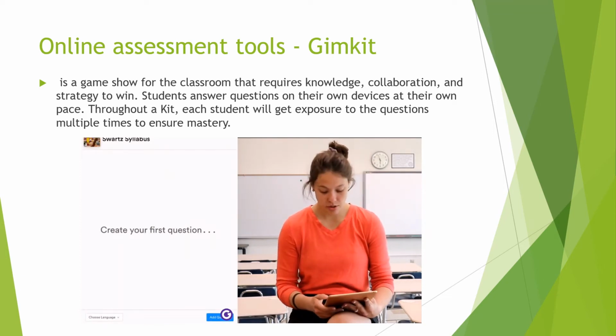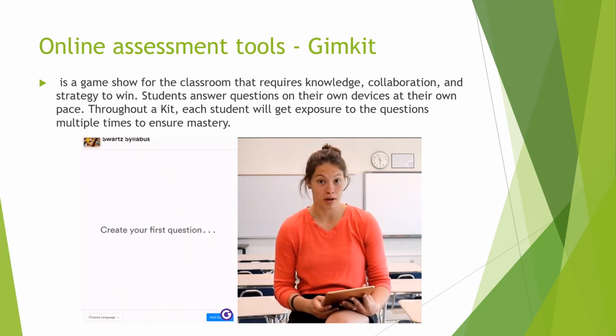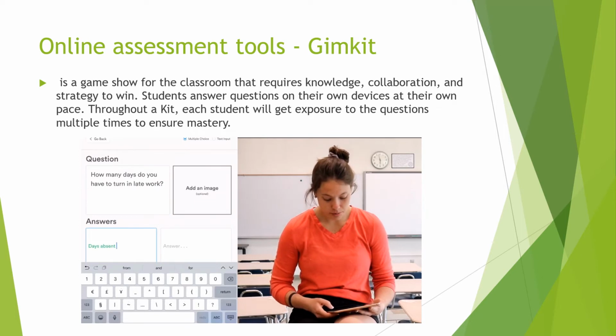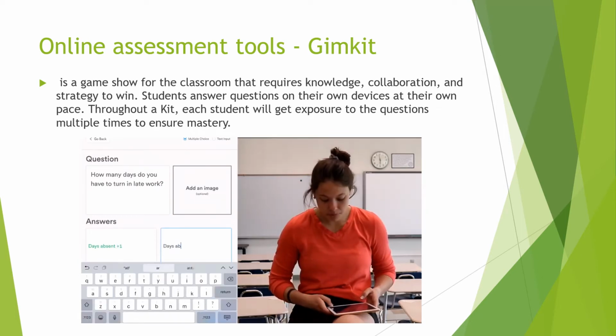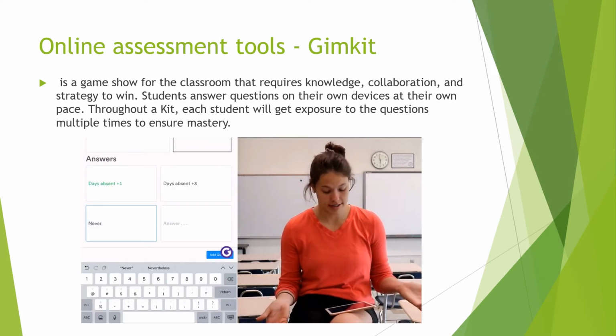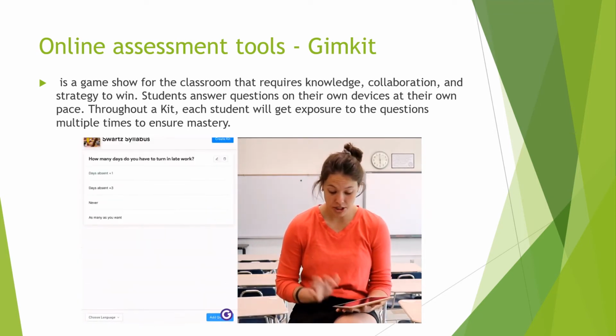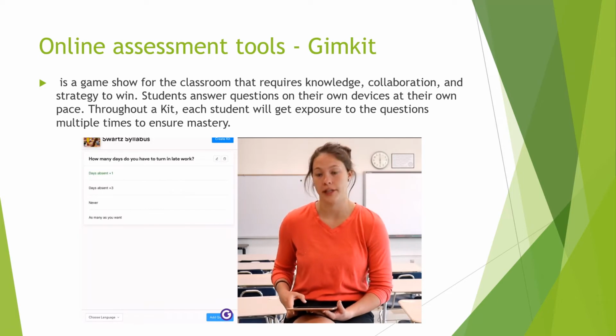Now to create my first question, I'll hit add question on the bottom right corner. Let's say my question was, how many days do you have to turn in late work? The first answer that you'll put in is the correct answer. Then I'll put in 3 distractor incorrect answers. Once I finish all the questions, I will hit add question. Now I'll add one more question real quickly.